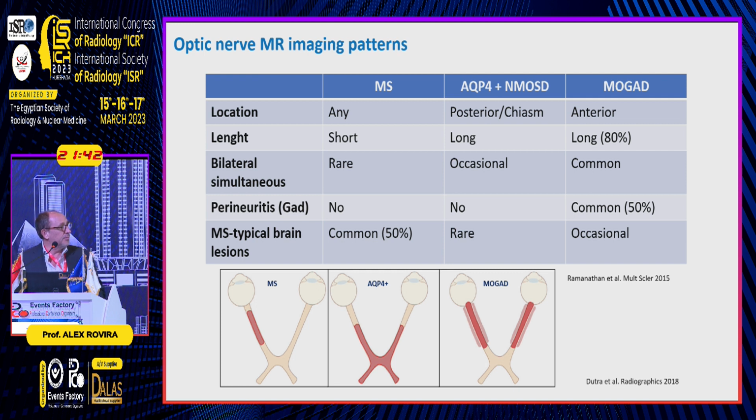And finally, in MOG antibody disorders, in MOGAD, the lesions are more frequently bilateral. It's quite frequent that they are simultaneously bilateral and involving long segments, but mainly of the anterior part of the optic nerves. Optic chiasm involvement is less frequent compared to aquaporin 4.